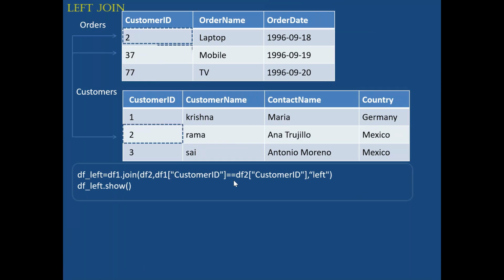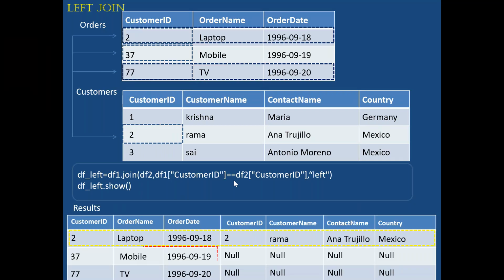Don't worry about syntax, I'll explain the syntax, but look at the result. Left join means 2, which is a match record. 37, 77 from the left table, unmatched records are also going to come.